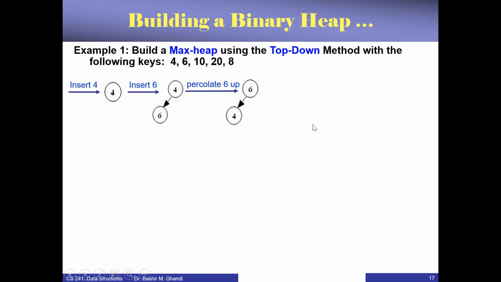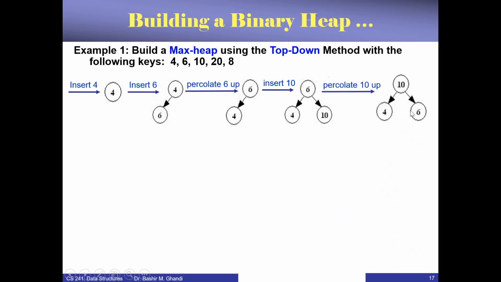Now insert 10. 10 will go to the right of 6. Okay, but again it is violating the max heap property, so we have to calculate it up, swapping with 6, which will give you this. So 10 will go up, 6 will come down. Okay, next we enqueue 20. 20 can only go to the left of 4.